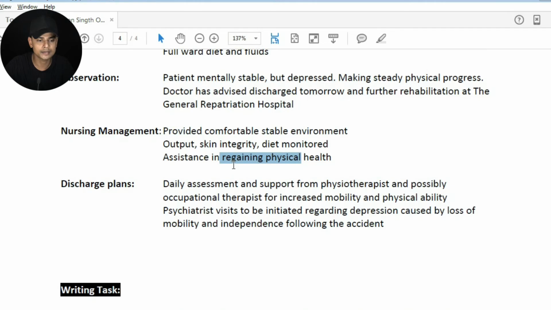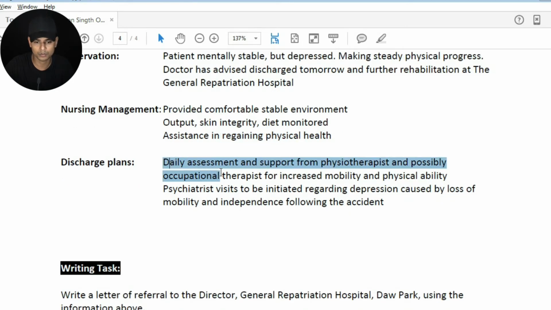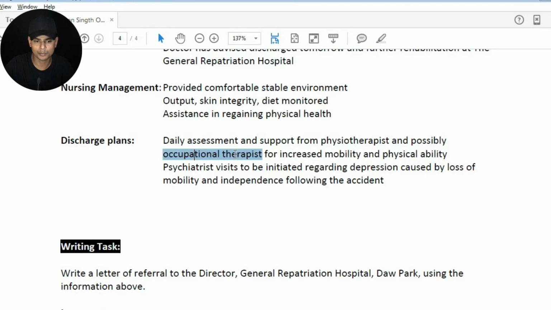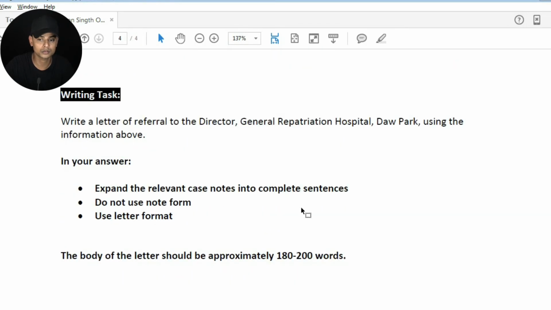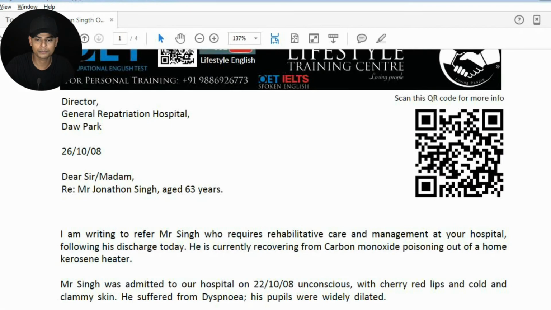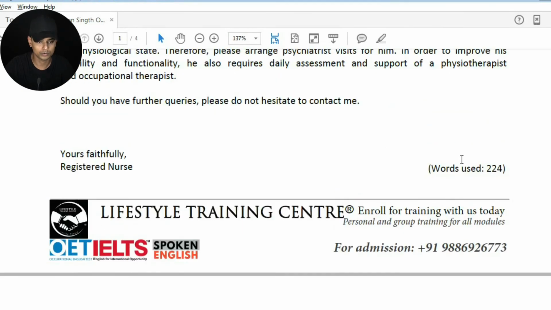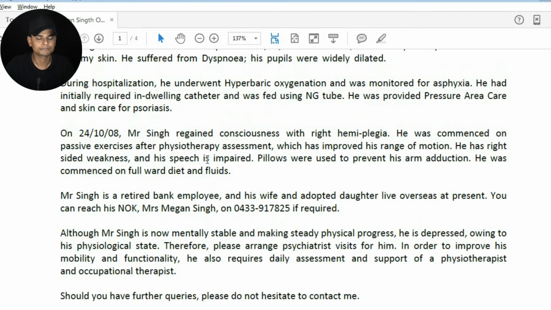And finally, discharge plan. We have mentioned that he required physiotherapist, occupational therapist, and to help him regain his confidence, psychiatrist, because he is depressed. So, and everything we have mentioned in just, I have used 224 words. So that's the letter.